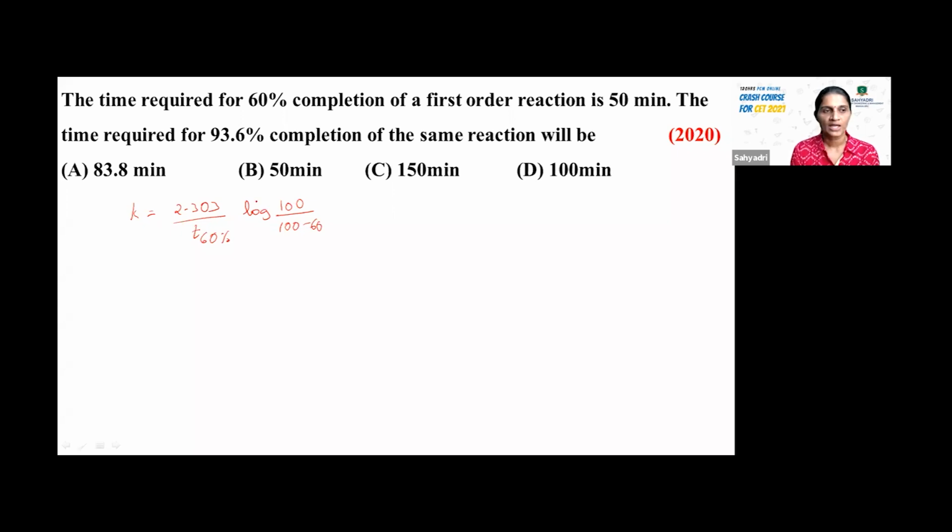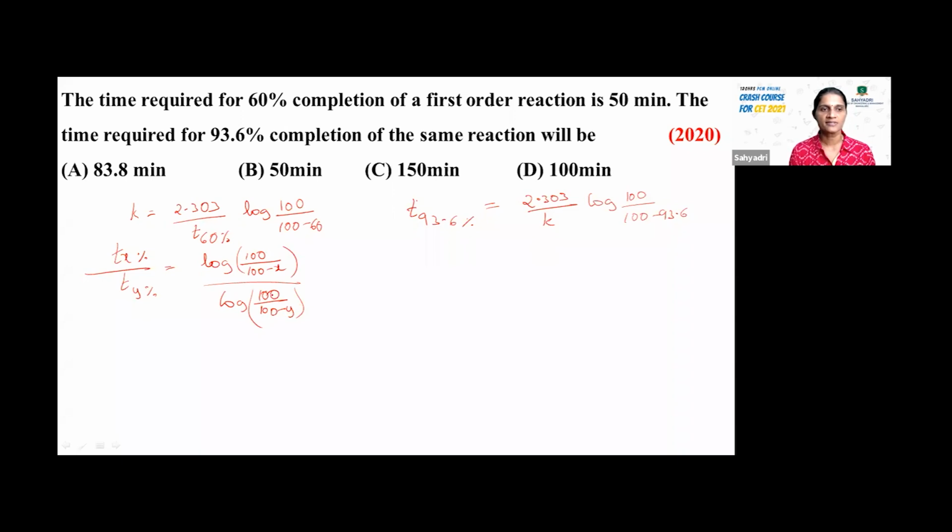So you have to calculate K. Then what you have to do? T 93.6% is asked. So you can go for 2.303 divided by K value, which is calculated from this, log 100 divided by 100 minus 93.6. This is the way in which you solve the question in the board exam, not applicable for competitive exam. Or I gave you one more method, that is, time taken for X percent by time taken for Y percent is equal to log of 100 divided by 100 minus x, divided by log of 100 by 100 minus y. This is another way, where x is 60, y is 93.6.